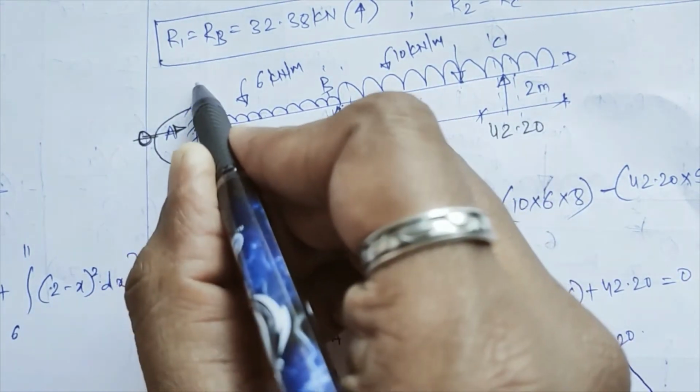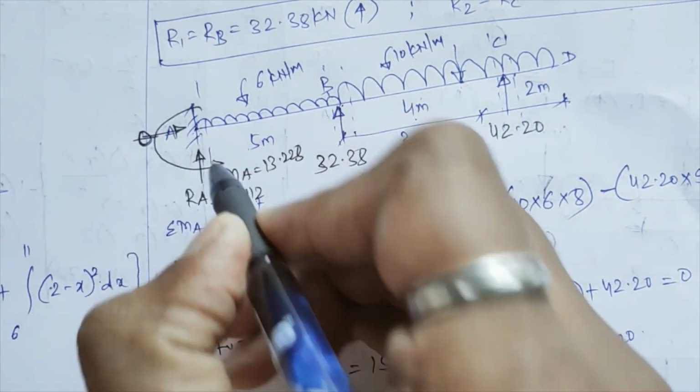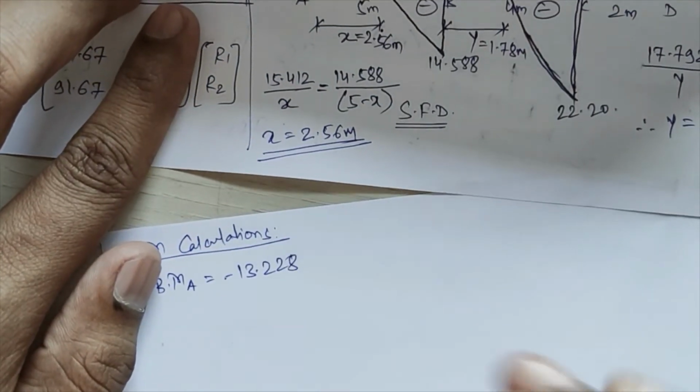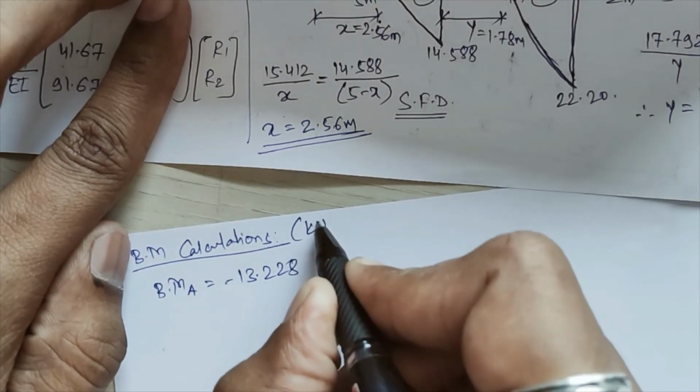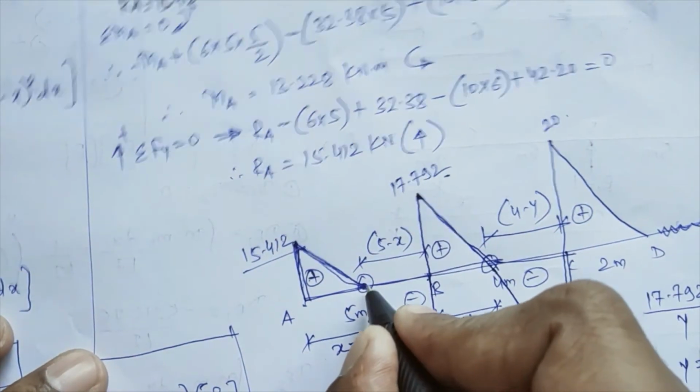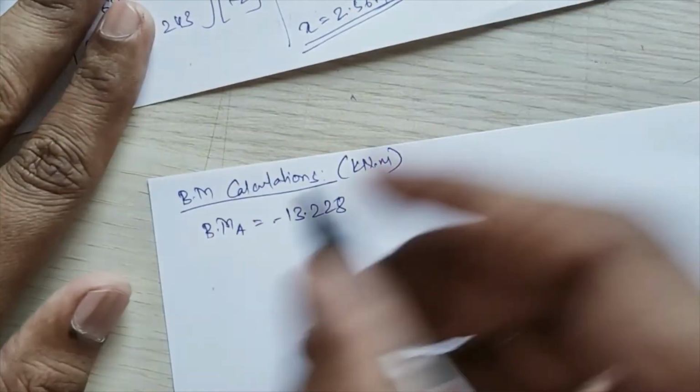So whatever moment is acting at this point A, that will be a hogging moment here. So I'll get the moment at A equal to minus 13.228. That is your MA value. All these values are in kilonewton meter. Okay.